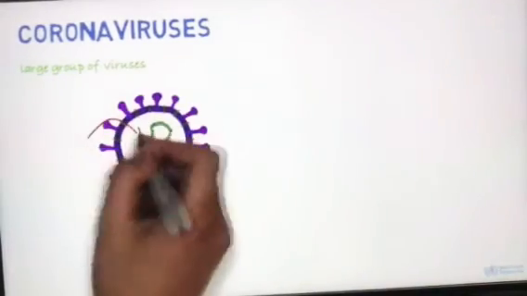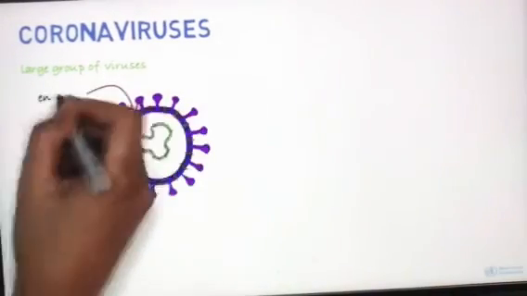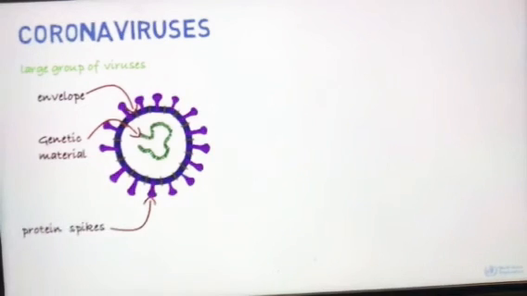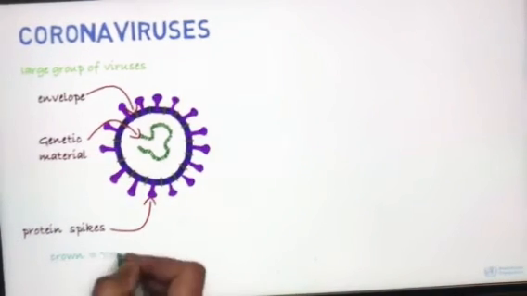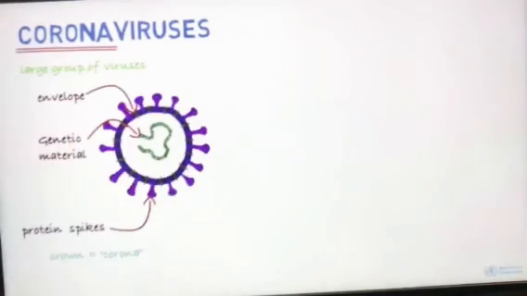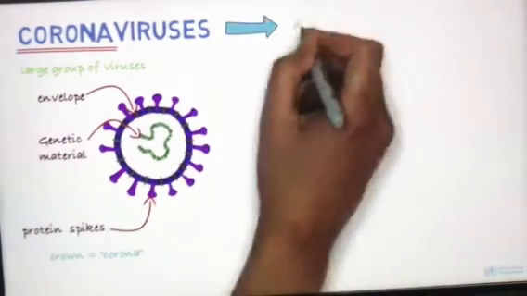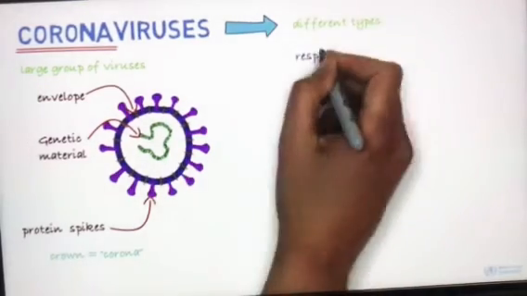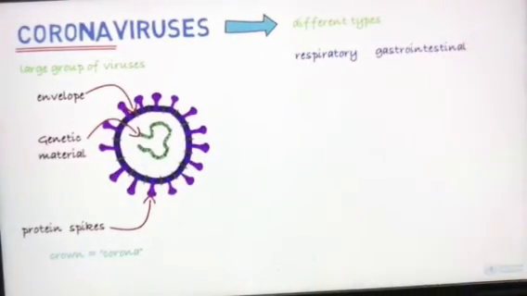Coronaviruses consist of a core of genetic material surrounded by an envelope with protein spikes. This gives it the appearance of a crown. Crown in Latin is called corona, and that's how these viruses get their name. There are different types of coronaviruses that cause respiratory and sometimes gastrointestinal symptoms.